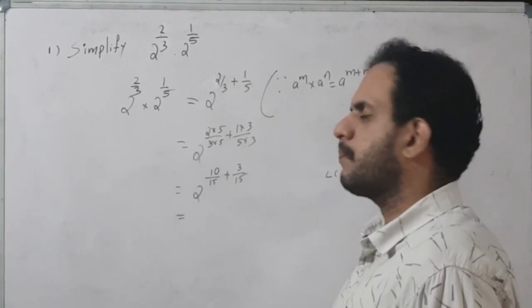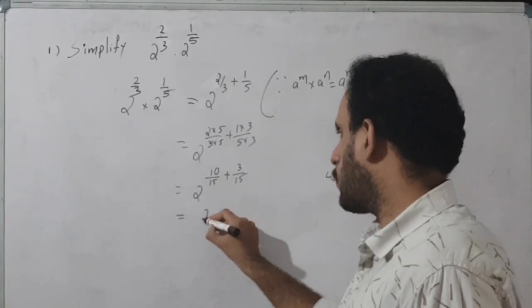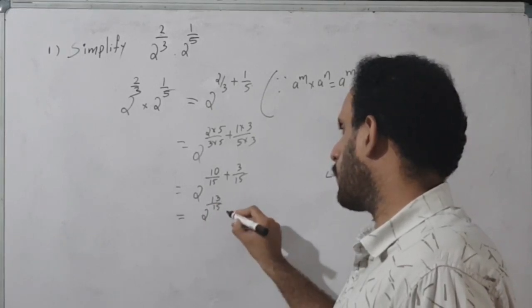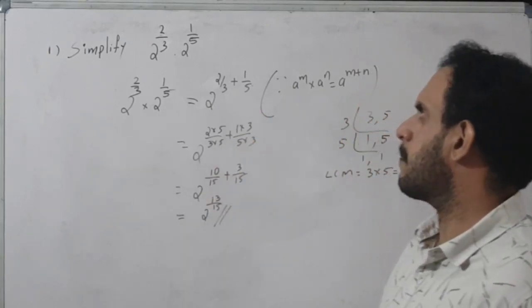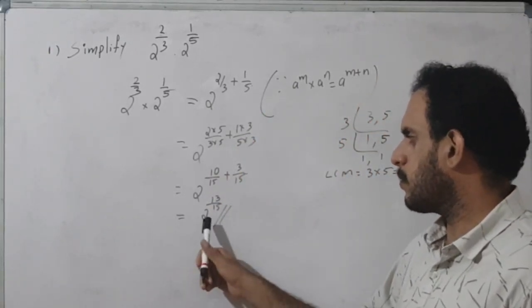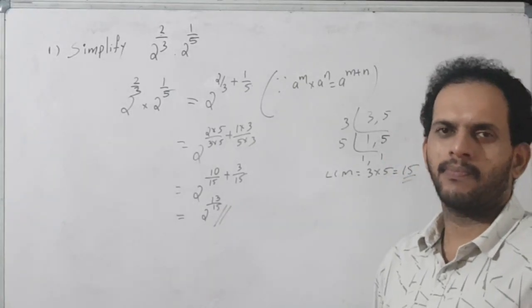Then the denominator is the same, so we add the numerators. The answer is 2 raised to 13 by 15. Then the answer of simplify 2 raised to 2 by 3 into 2 raised to 1 by 5 is equal to 2 raised to 13 by 15.